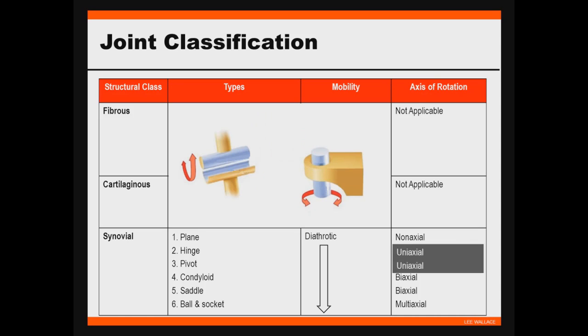The second type of axis of rotation is called a uniaxial joint, or uni meaning singular axis. So it's rotating around one axis. And examples of uniaxial joints are both hinge and pivot joints. So if we were taking, say, the elbow as an example of our hinge joint, it can only flex and extend, so it's rotating around one axis. An example of the radial ulnar joint as a pivot joint, it can only pronate and supinate.